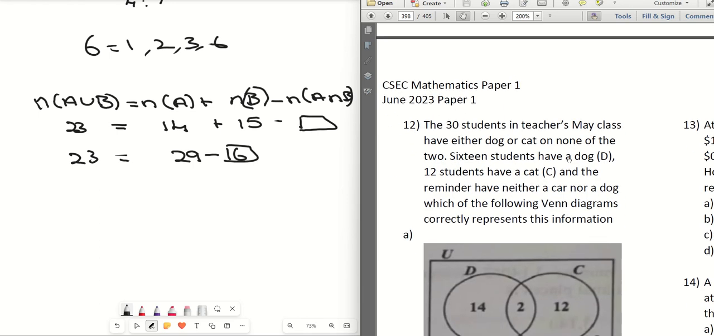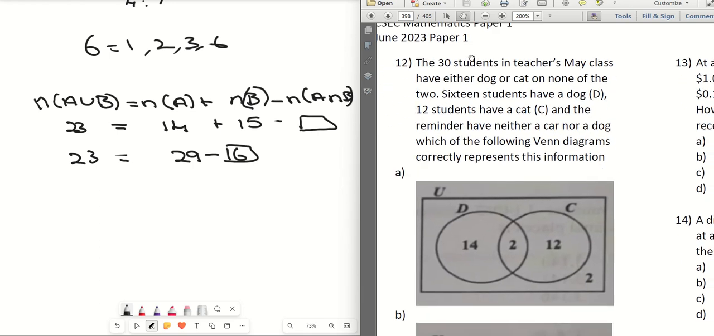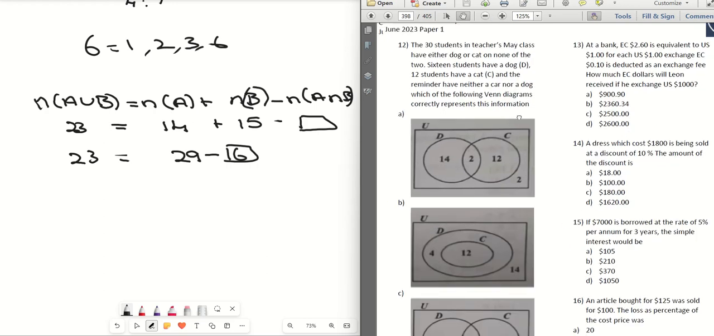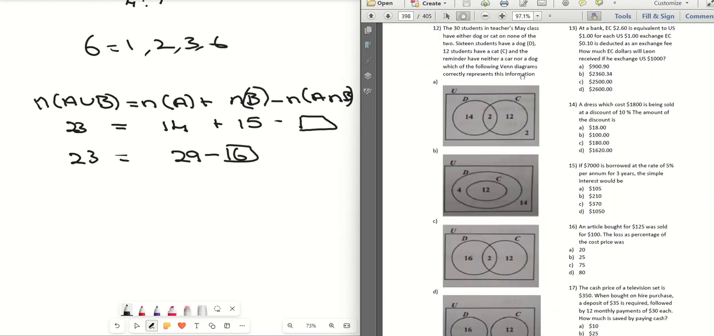All right, let's look at 12. The 30 students in Teacher Me's class have either dogs or cats or none of the two. 16 students have dogs, 12 students have cats, and the remainder have neither dogs nor cats. Which of the following Venn diagrams represents this correctly?